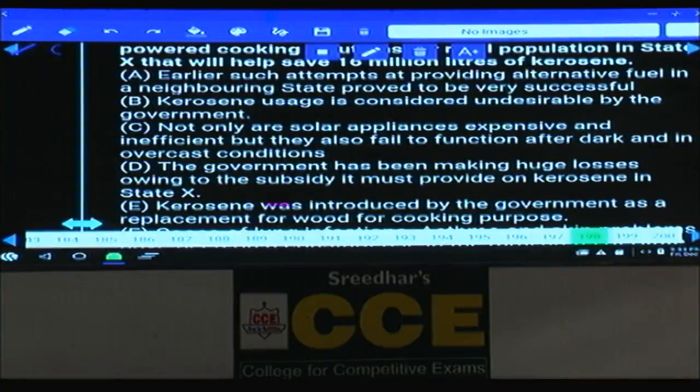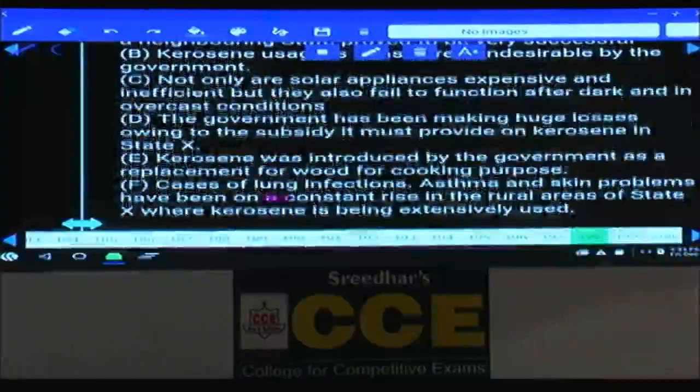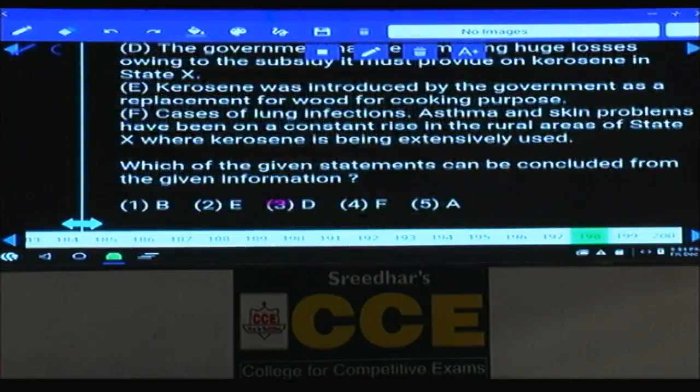Next one. Not only are solar appliances expensive and inefficient, but they also fail to function after dark and in overcast conditions. Then next one, the government has been making huge losses owing to the subsidy it must provide on kerosene in state X. And kerosene was introduced by the government as a replacement for wood for cooking purposes, and cases of lung infections, asthma and skin problems have been on a constant rise in the rural areas of state X, where kerosene is being used extensively. Then which of the following statements can be concluded from the above statements?